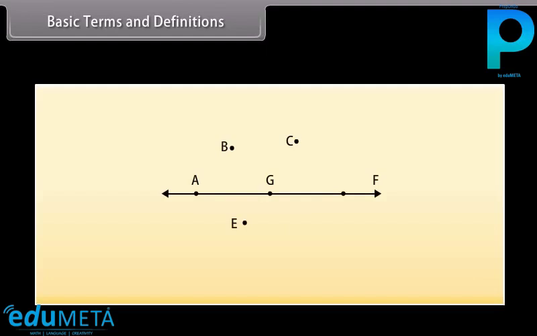We also know that if 3 or more points lie on the same line, they are called collinear points. Here, A, G, F are called collinear points. And points B, C and E are called non-collinear points.